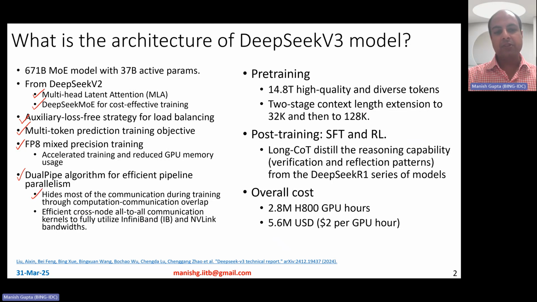So it hides most of the communication during training through the communication overlap, and also it ensures that there is efficient cross-node all-to-all communication, so as to utilize in the best manner InfiniBand as well as NVLink bandwidths. InfiniBand is typically used for inter-GPU node communication, NVLink for communication between GPUs within the node. So it tries to make sure that this communication is so well optimized that it makes best use of both of those linkages.